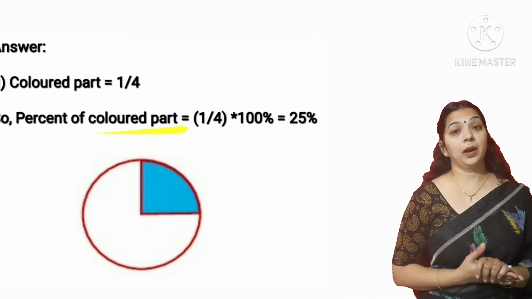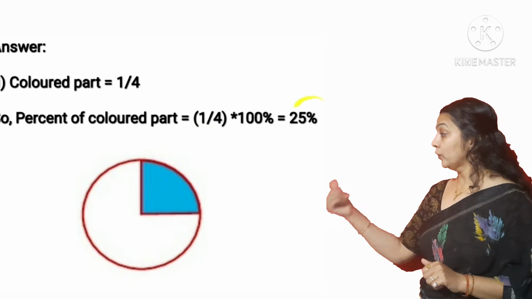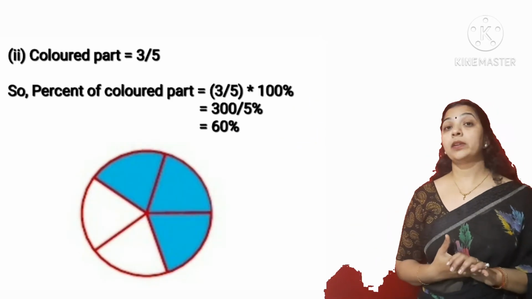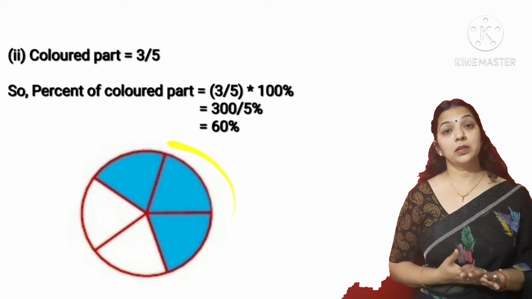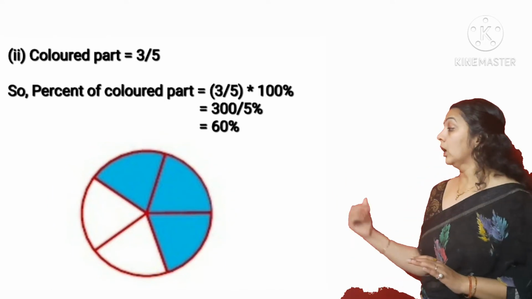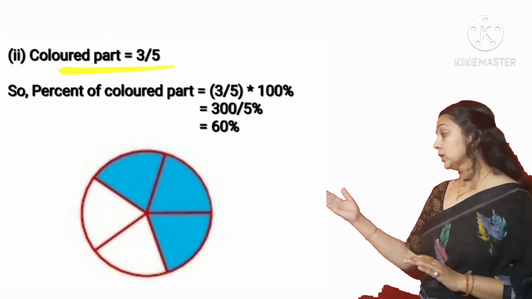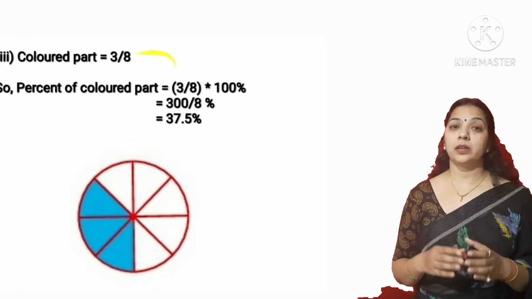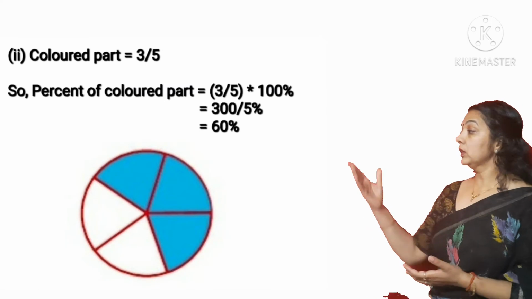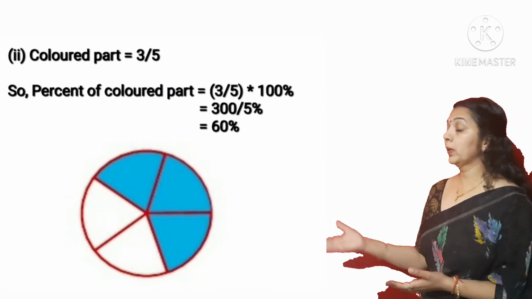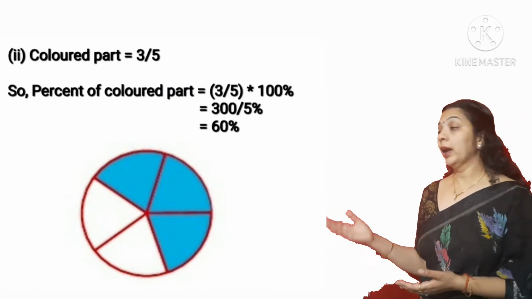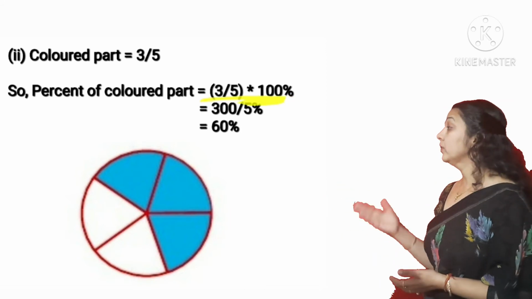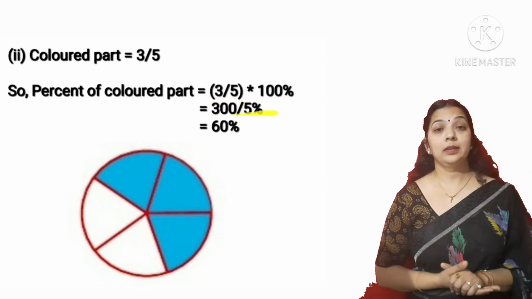Now the second part, here you can see that out of 5 parts, 3 parts are shaded. So how can we write it into fraction? 3 upon the total parts, that is 3 upon 5. That is the fraction. Now we have to convert this into percentage. So to convert 3 upon 5 into percentage, we will multiply this by 100 and it would result in 300 upon 5, that means 37.5%. Now the next part.